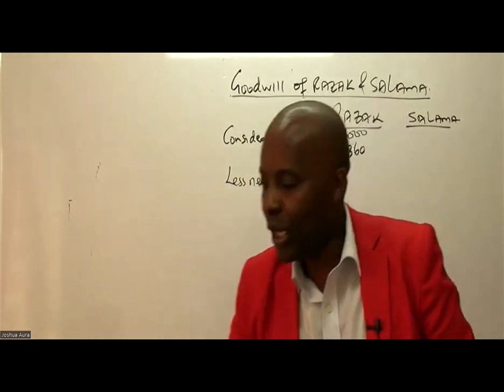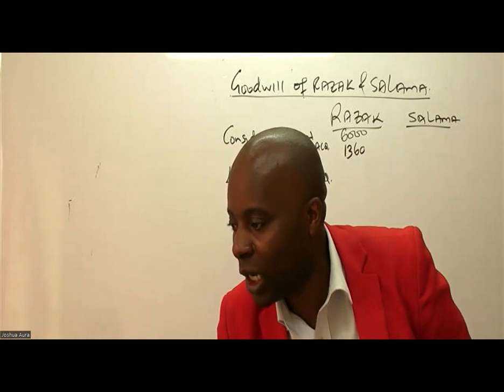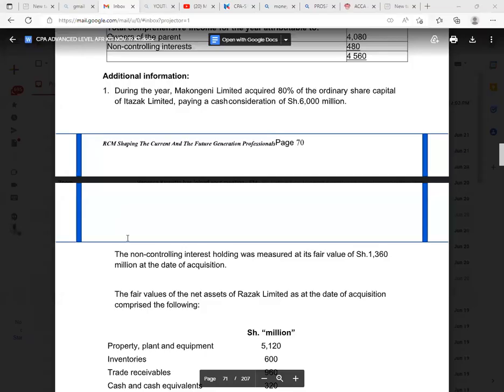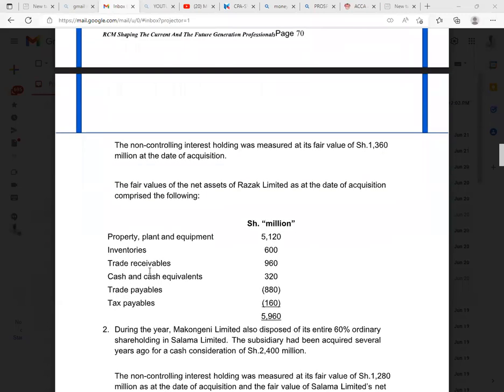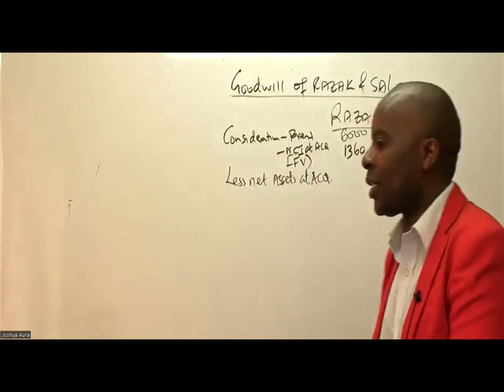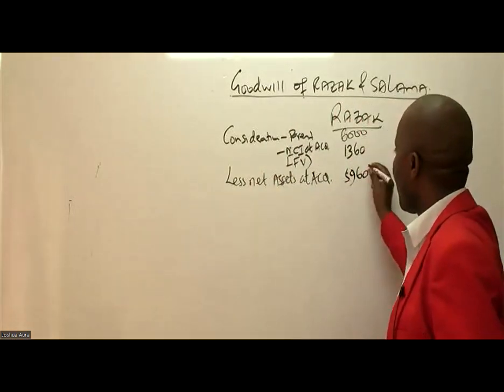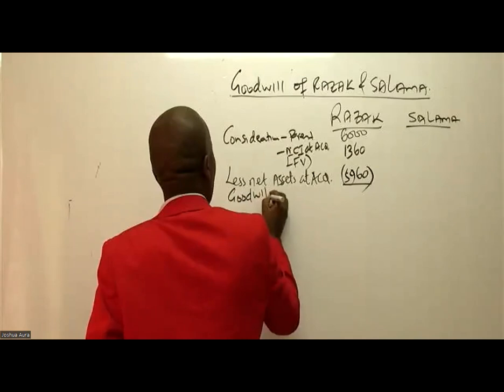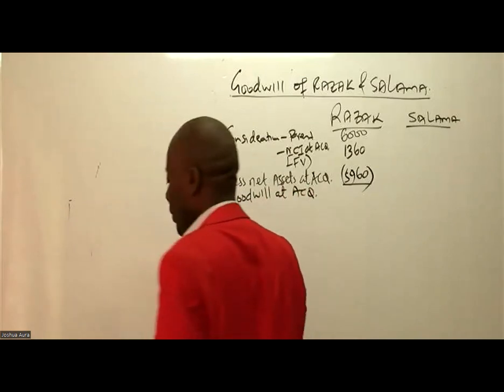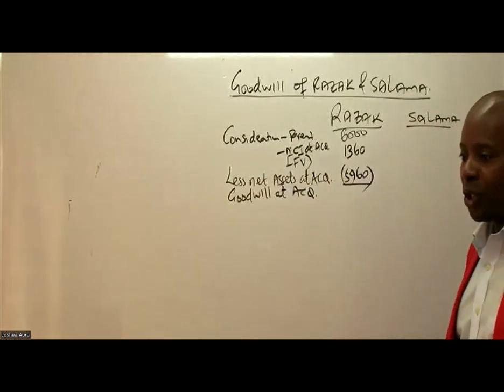Net assets at acquisition, what do we have here for net assets at acquisition? They're telling us something here. The fair value of net assets of Razaki Limited at the date of acquisition comprised the following. These were the net assets, and I'm interested in the total. The total here is 5960. So this I'm supposed to subtract. So could you kindly come here and give me the goodwill at acquisition?